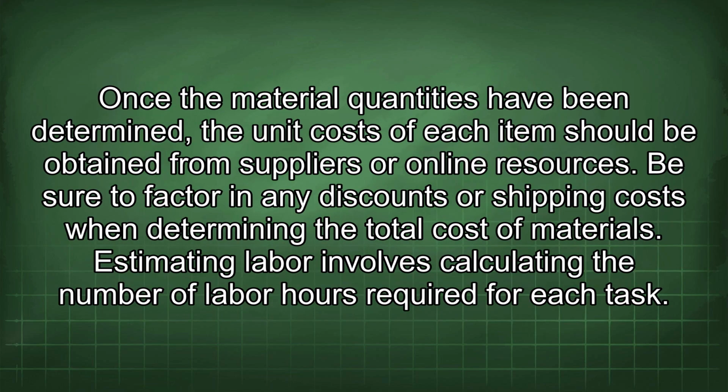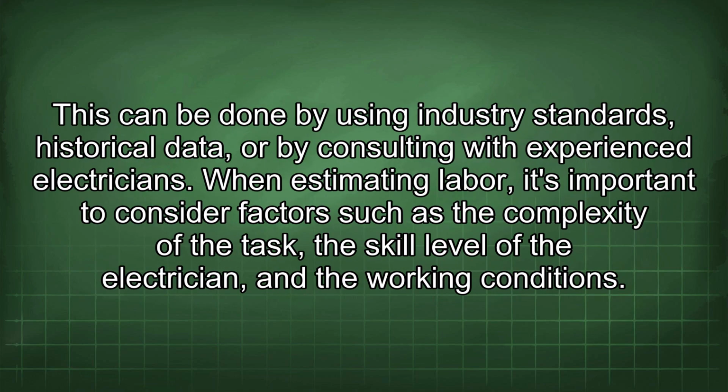Once the material quantities have been determined, the unit costs of each item should be obtained from suppliers or online resources. Be sure to factor in any discounts or shipping costs when determining the total cost of materials. Estimating labor involves calculating the number of labor hours required for each task. This can be done by using industry standards, historical data, or by consulting with experienced electricians.